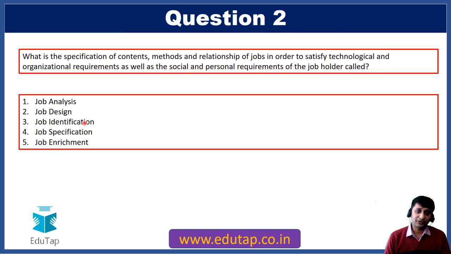Now let's come to the next question, which is again very much related to the first question. Again, you will get confused in such kind of questions, and that is the motive when they put such questions in your RBI grade B or SEBI grade A exams. The question is, what is the specification of contents, methods and relationship of jobs in order to satisfy technological and organizational requirements as well as the social and personal requirements of the job holder called?